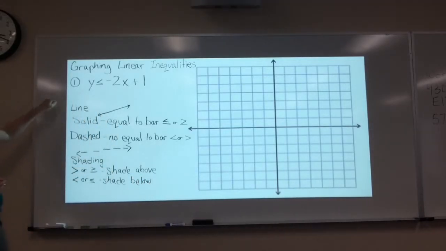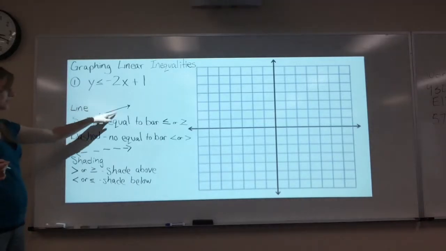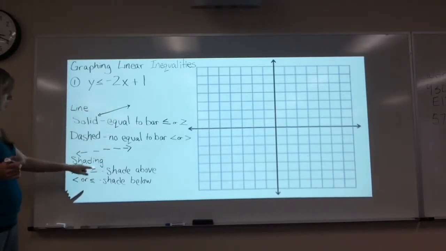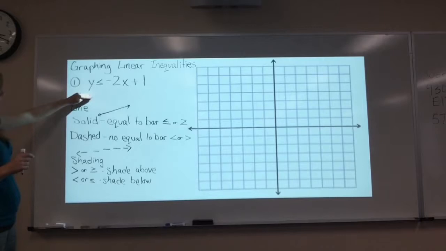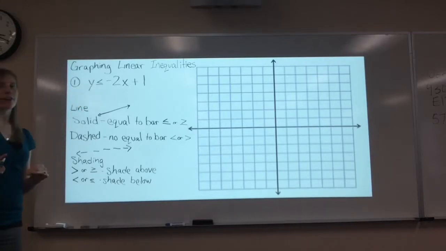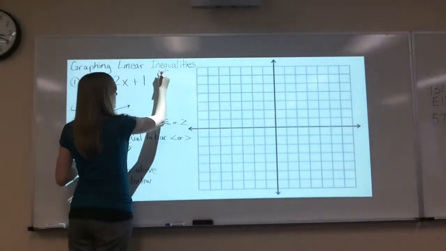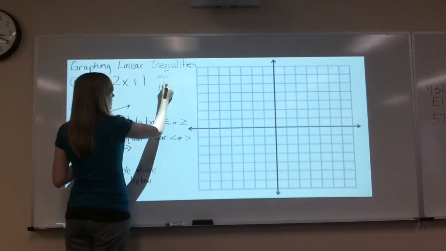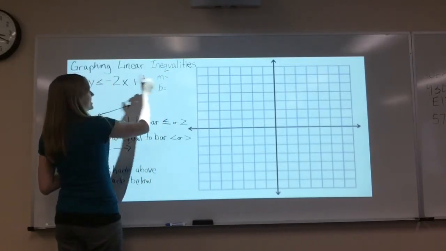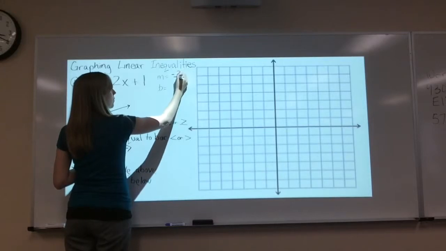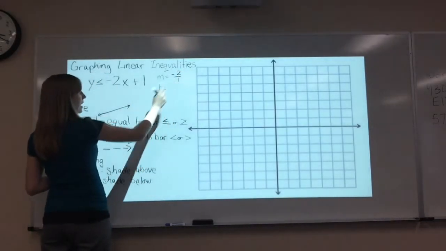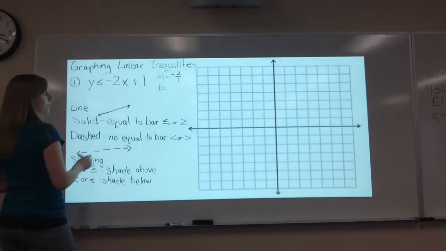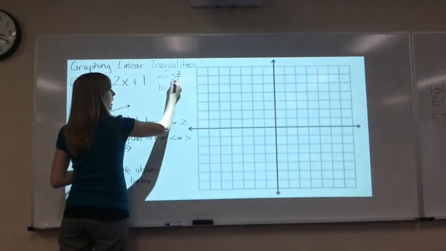So two differences. We have to draw different types of lines, either solid or dashed, and our shading. We'll shade above or below the line depending on what the inequality is, okay? So taking a look at number one, the first part of graphing stays the same. You need to know the slope, you need to know the y-intercept. The slope in this case is -2 over 1. Always make it into a fraction. Give it a positive 1 at the bottom if it's a whole number. And my y-intercept is a positive 1.